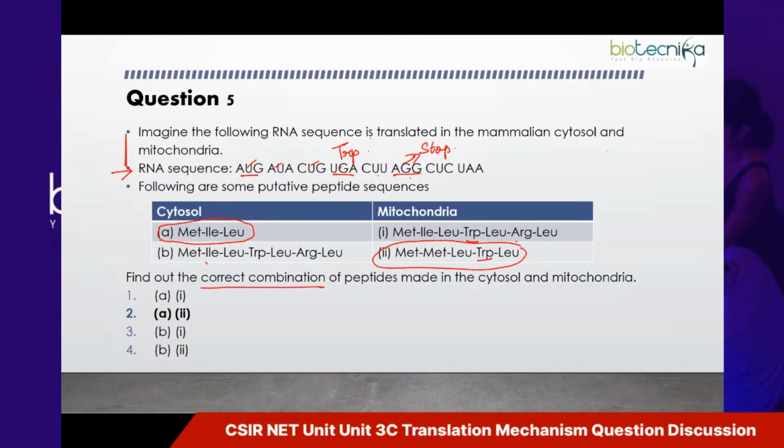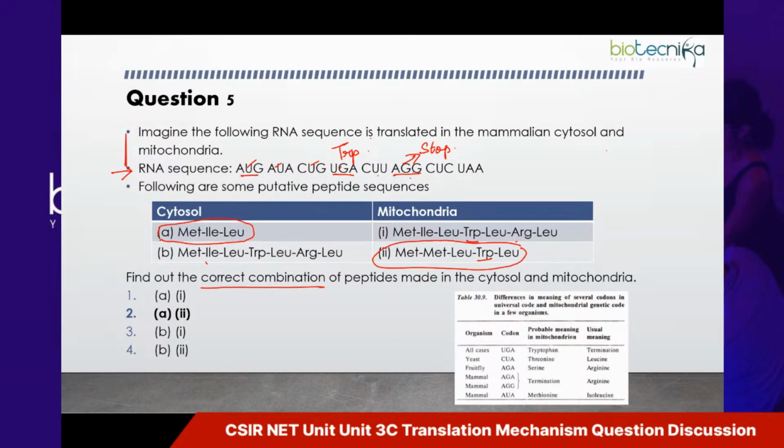So which are the correct combinations? If the sequence is translated in cytosol, then we will get A. If it is translated in mitochondria, then we will get 2. I have shown you this table in the class also, and all the people who have joined and are not enrolled for our classes can use it. This is the table that highlights the differences in the genetic code between mitochondria and cytoplasm.